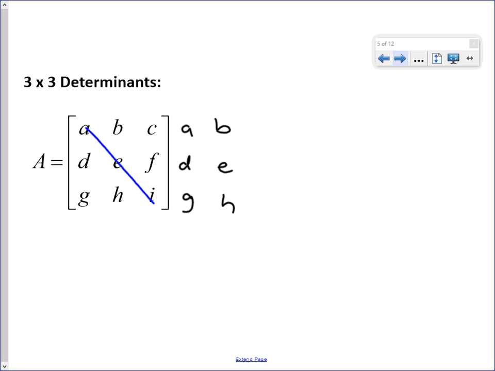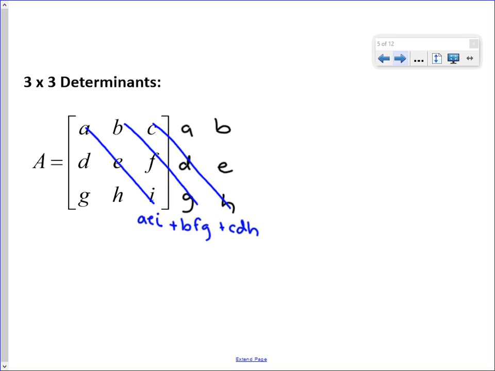So we're going to have AEI. We'll add to it BFG. And add to that CDH. So the sum of those diagonals is our first piece of the determinant. And then we're going to subtract from that all the diagonals going up from the bottom left to right.